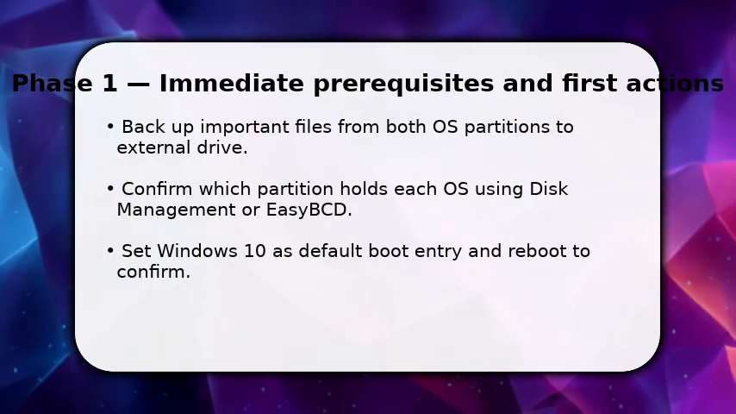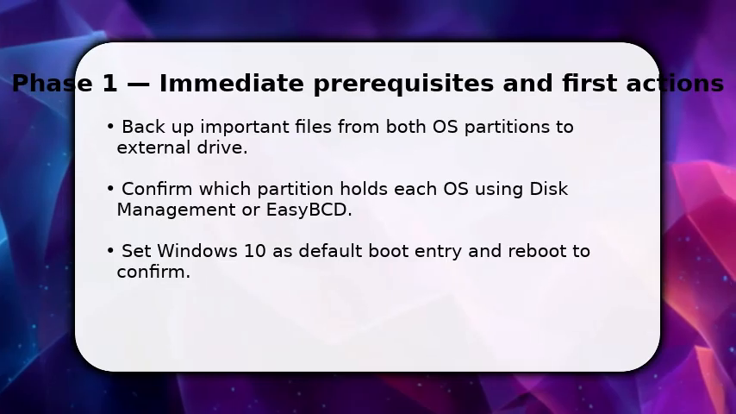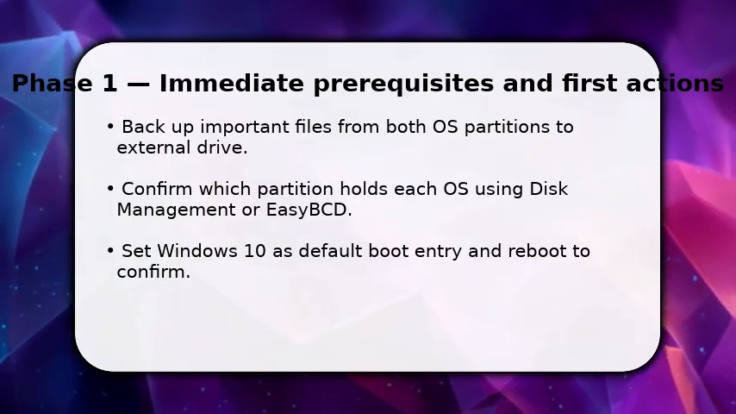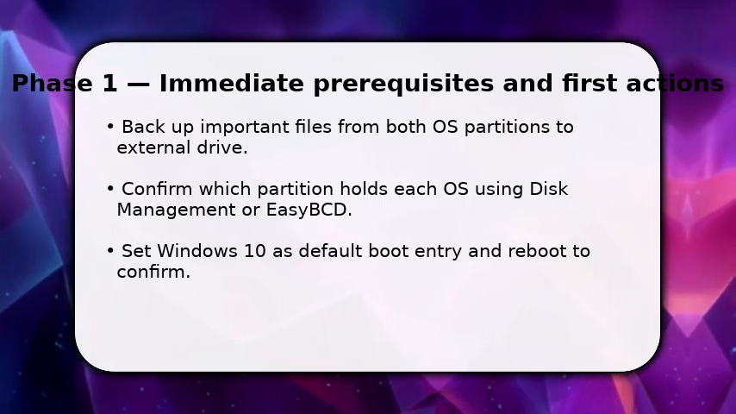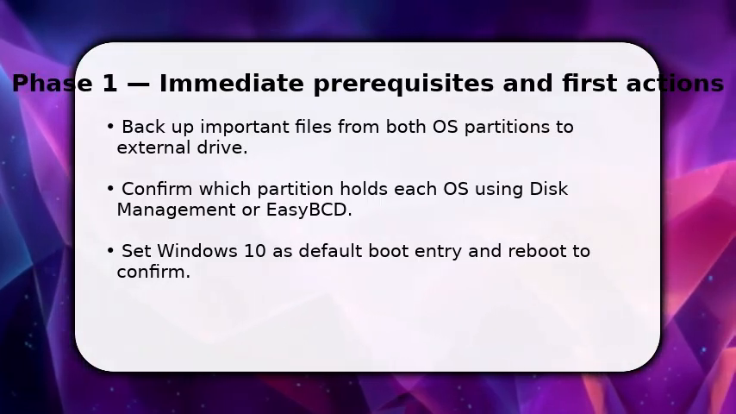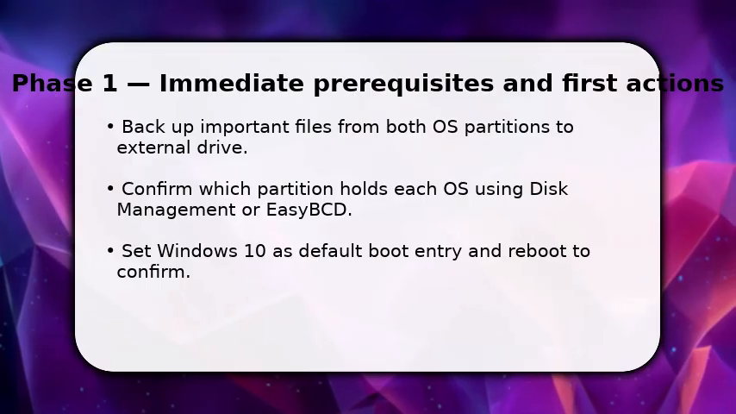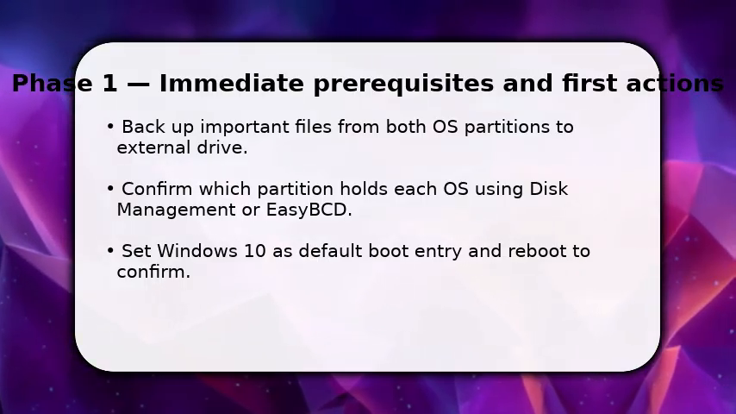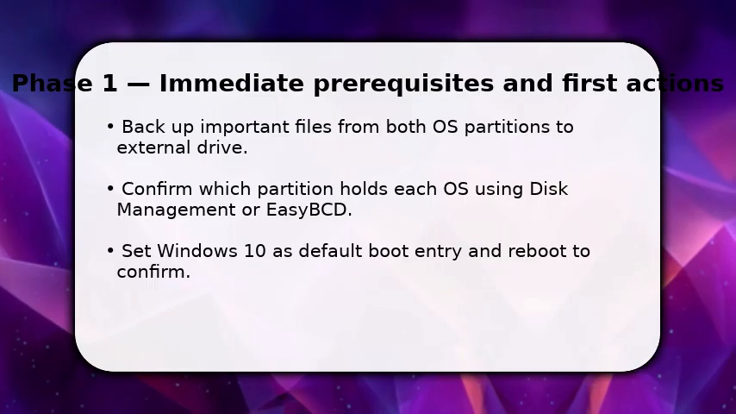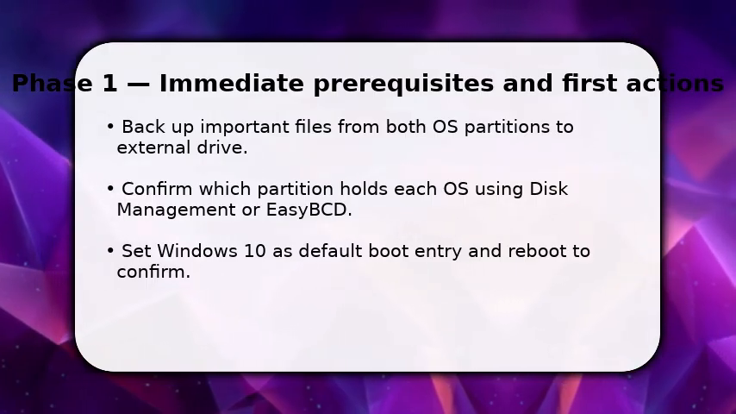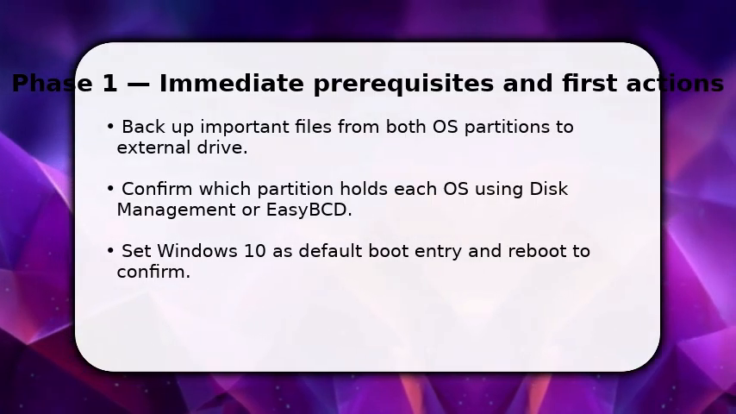You start by confirming where each system lives, then act: back up user data now, and open Disk Management. Once done, identify the Windows 10 partition and the secondary OS partition by size and labels. Make Windows 10 the default boot entry using msconfig or EasyBCD so you won't be locked out. You're doing this first to prevent accidental removal of the active system.